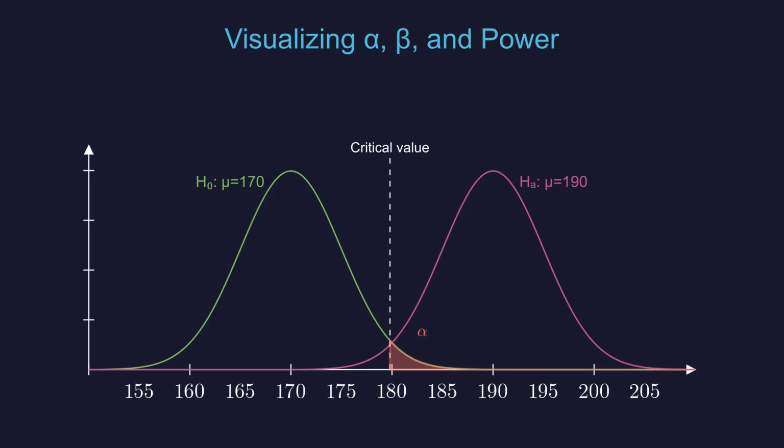The red shaded area in the right tail of the green curve is alpha, the probability of a Type 1 error, rejecting H0 when it's true. The orange area under the purple curve to the left of the critical value is beta, the Type 2 error, missing a real effect. And the yellow region, the right portion of the purple curve beyond the critical value, is the power, the probability of correctly detecting the effect.